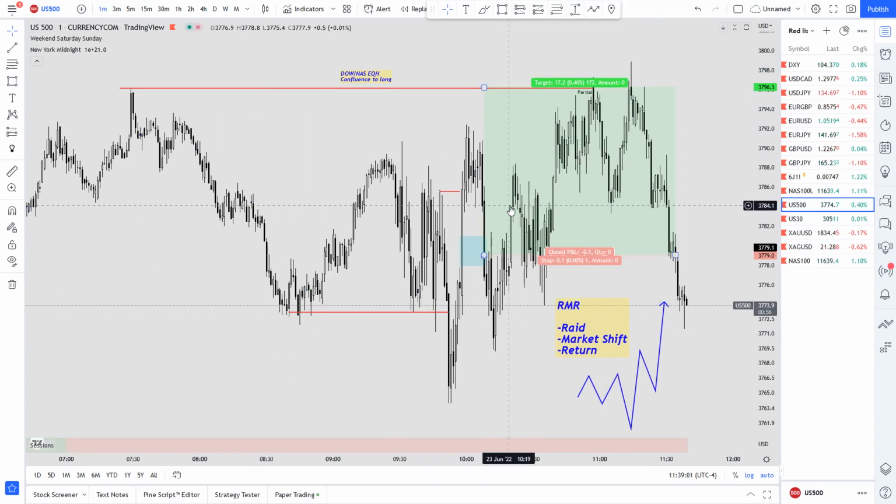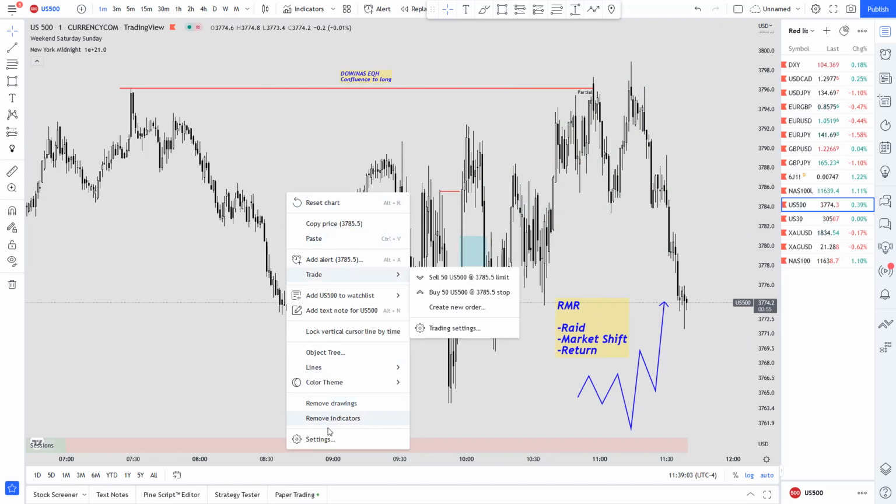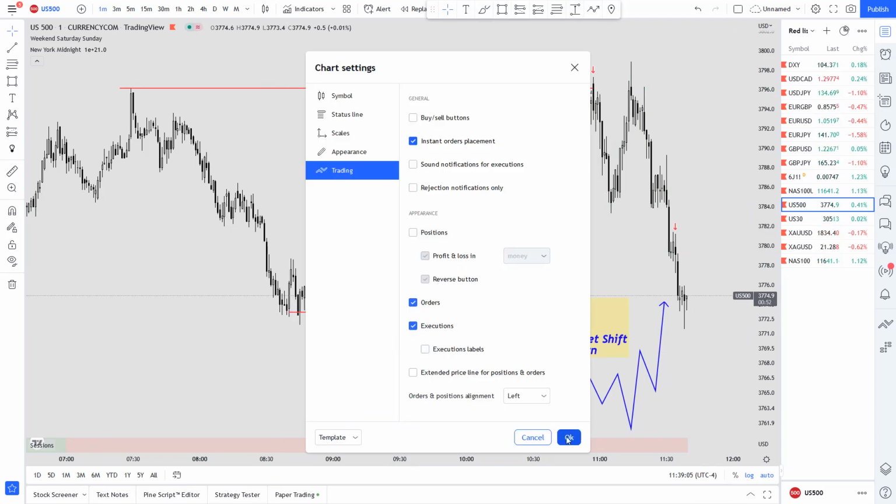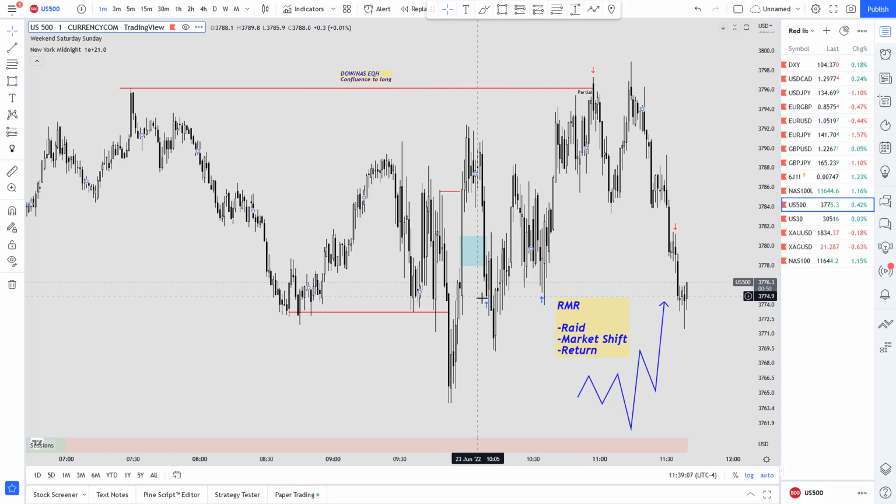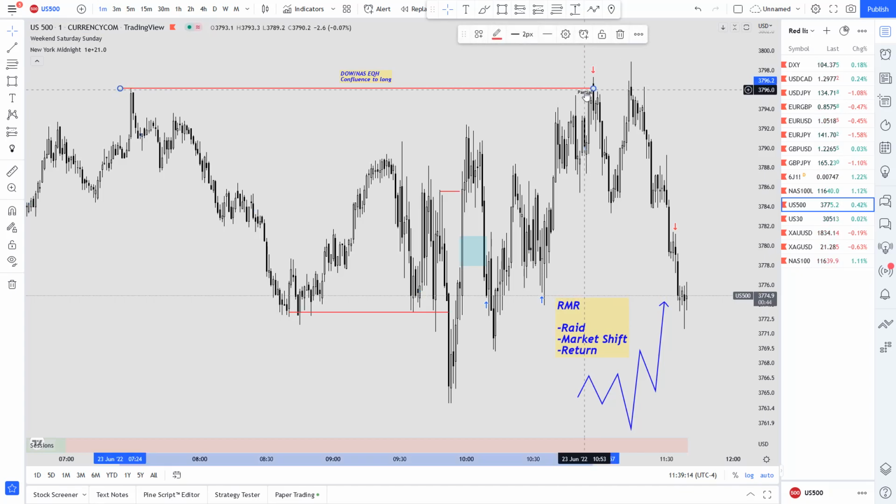Okay, so I'll turn on the executions now. So you can see we have a buy order here, we have our pyramid there, we have our partial over here, and then we have our break even stop loss preventing us from losing any more than we control right there.